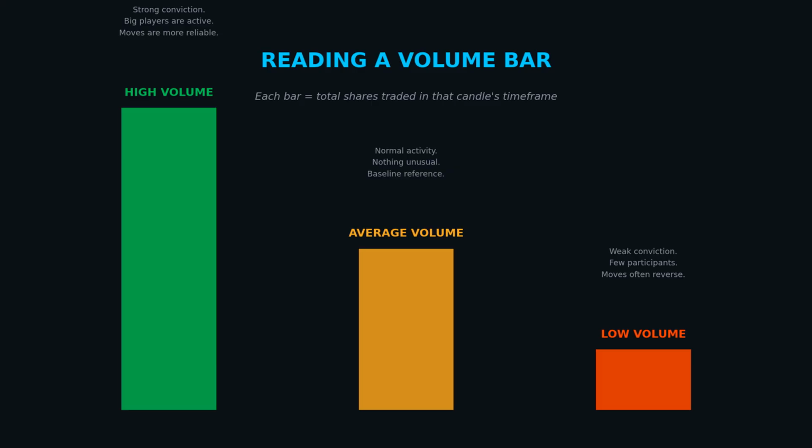Think about the AI stocks that ran in 2023, 2024, and into 2025. The breakouts that held, the ones that turned into multi-month rallies, almost always started with a volume surge that dwarfed the prior bars. That was the tell. That was the hidden signal.